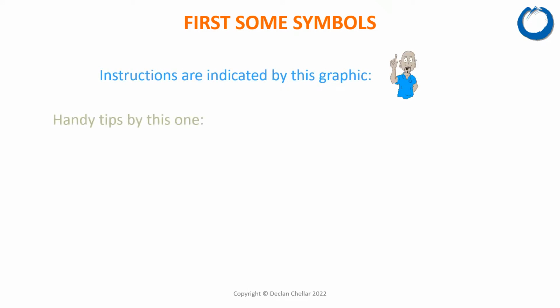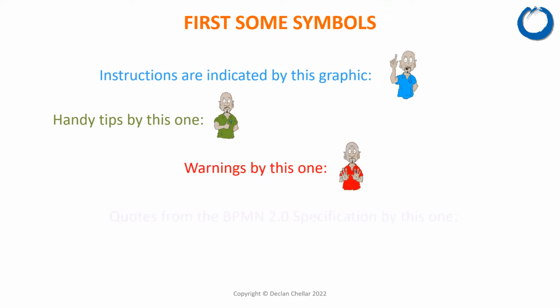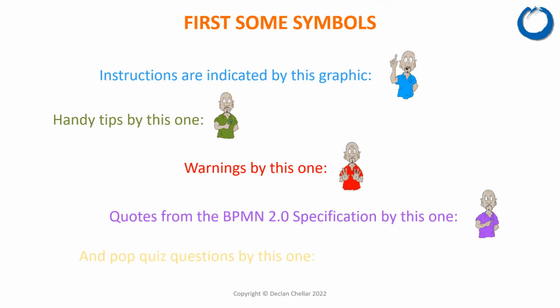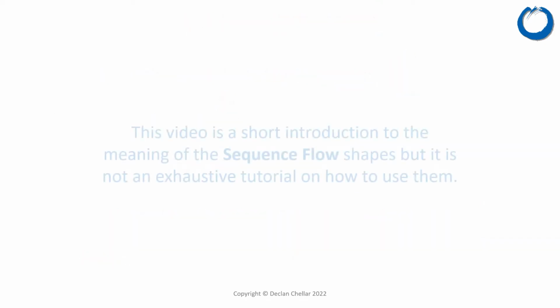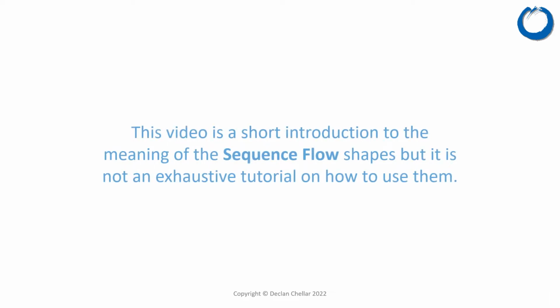But first, some symbols. Instructions are indicated by this graphic, handy tips by this one, warnings by this one, quotes from the BPMN 2.0 specification by this one, and pop quiz questions by this one. This video is a short introduction to the meaning of the sequence flow shapes, but it's not an exhaustive tutorial on how to use them.